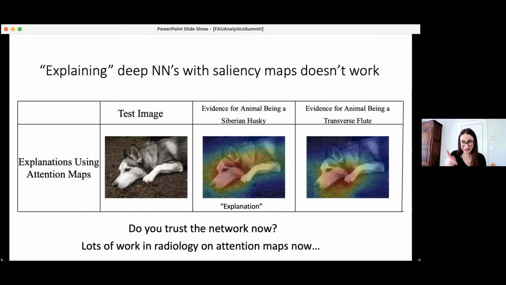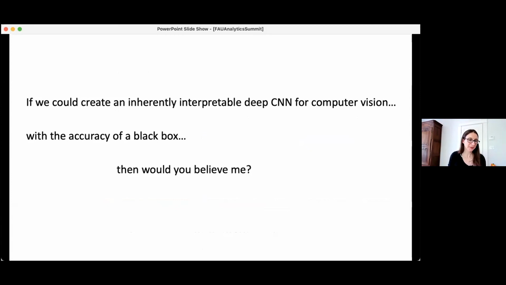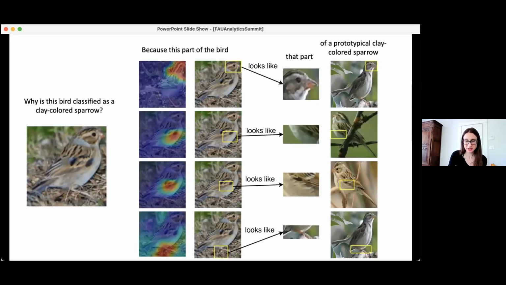It's just, look there. Anyway, we were wondering if we could create an inherently interpretable deep convolutional neural network for computer vision with the same accuracy as the black box. And if I could do that, maybe you would believe me that we don't need to explain these black box models. Instead, we could design models that were inherently interpretable. Again, interpretability means constrained. So you'll see that it's constrained to reason in a certain way.